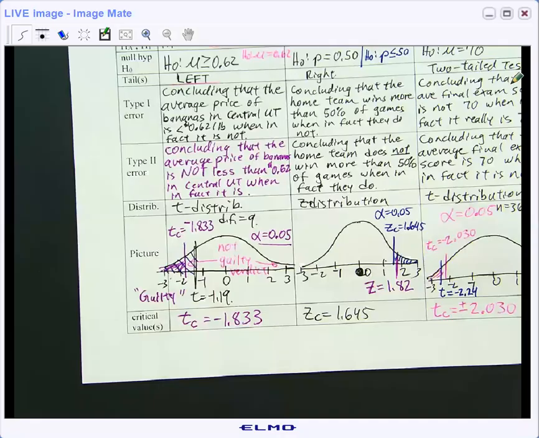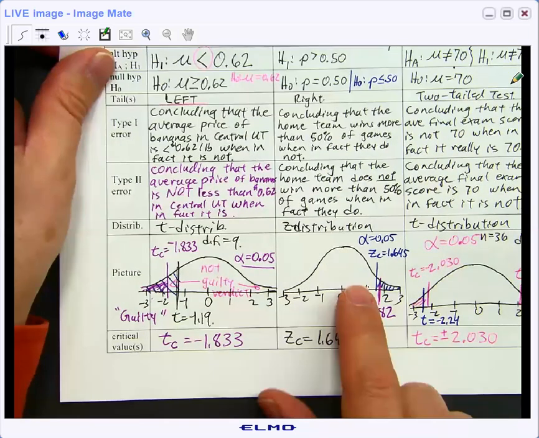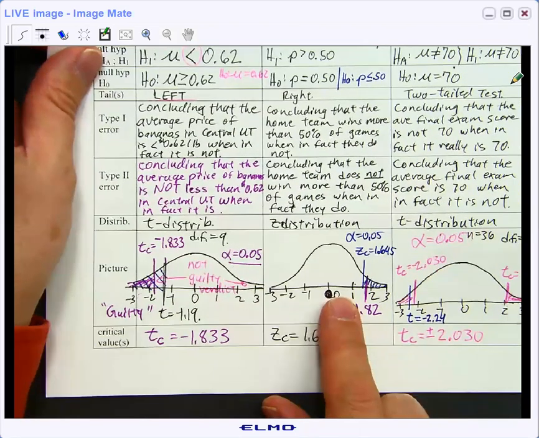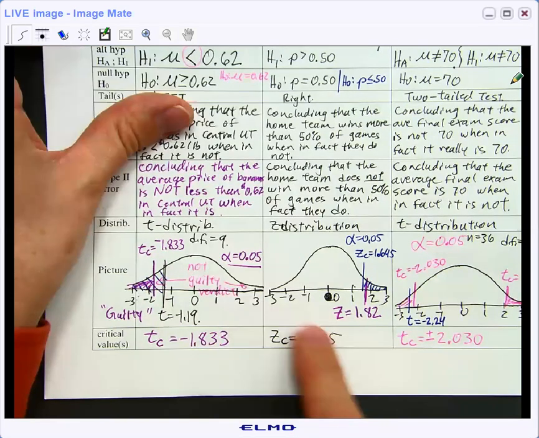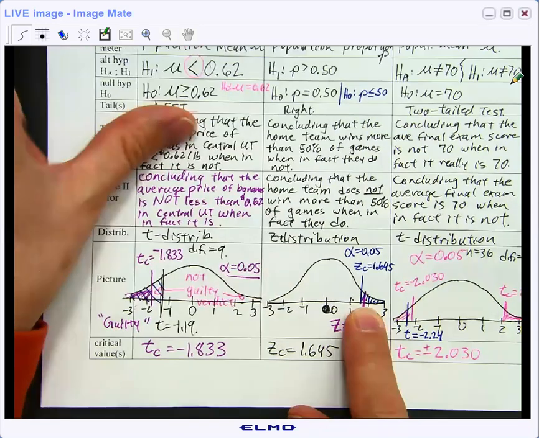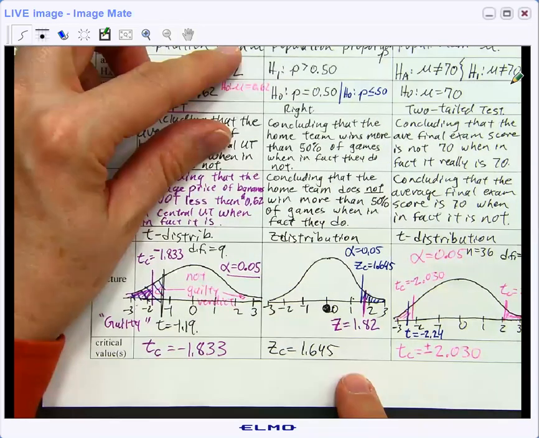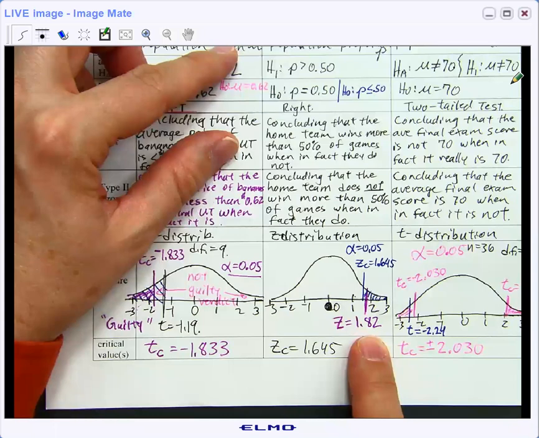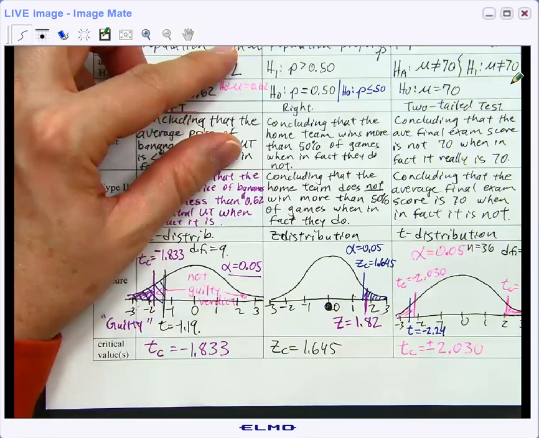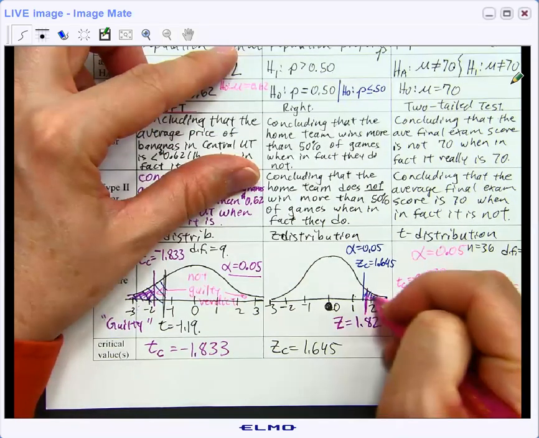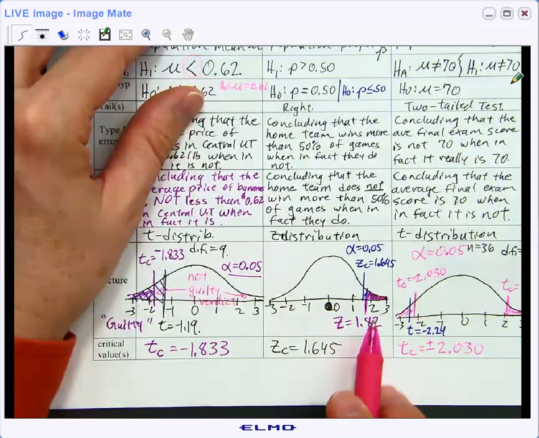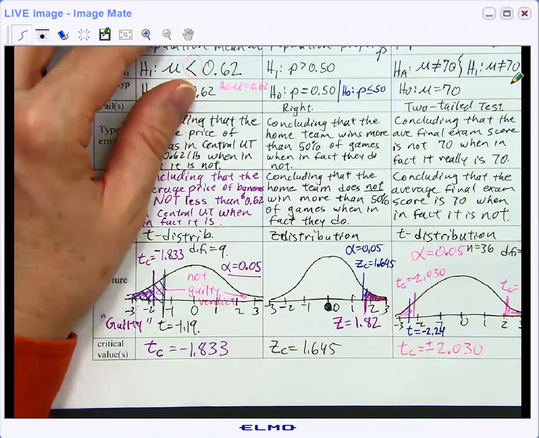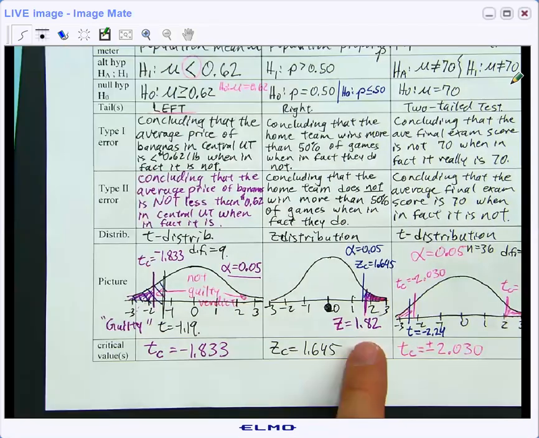Okay. On the second problem, or example 2 problem, where we had the home field advantage, remember that we used the z distribution instead of the t distribution, and it was a right-tailed test. Good thing we wrote that down. And our test statistic was 1.82. So if we wanted to find the p-value, we would find the area outside, away from the middle of the test statistic, not the critical value, and find out what that is. So in this case, we want to find the area to the right of z equals 1.82.